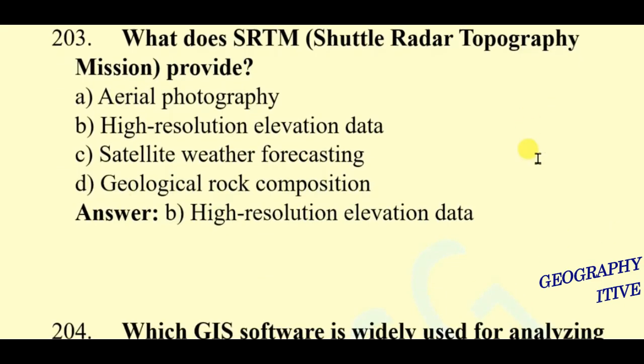Question 203. What does SRTM, Shuttle Radar Topography Mission, provide? Aerial photography, high resolution elevation data, satellite weather forecasting, geological rock composition. Here the right answer will be high resolution elevation data, where the resolution is 30 meters, or pixel size is 30 meters.